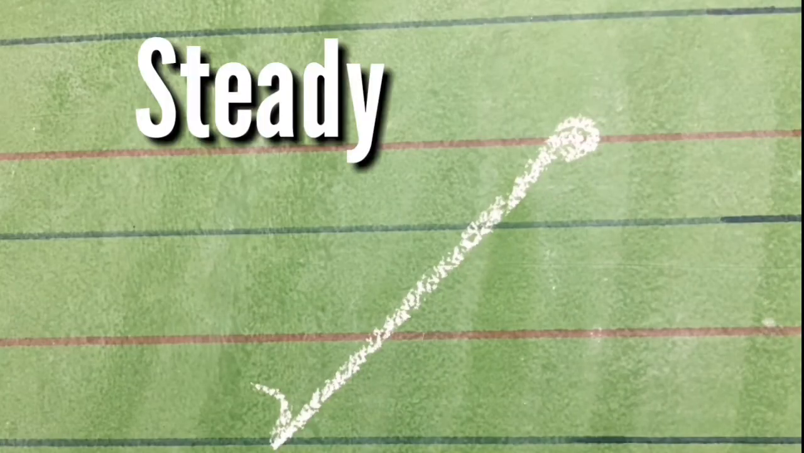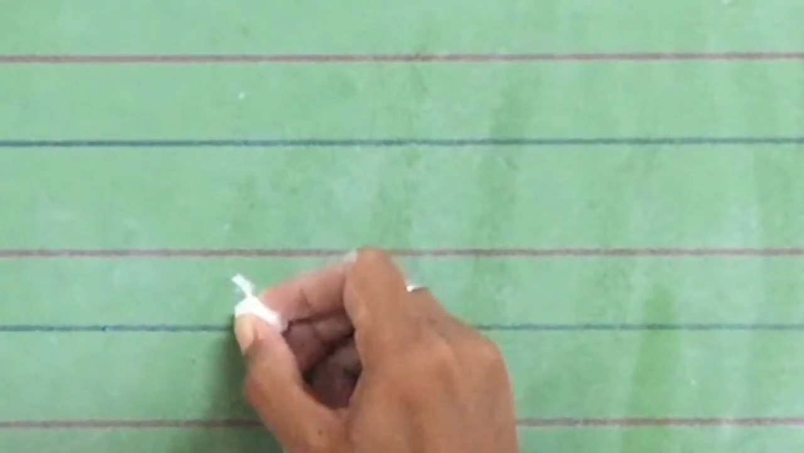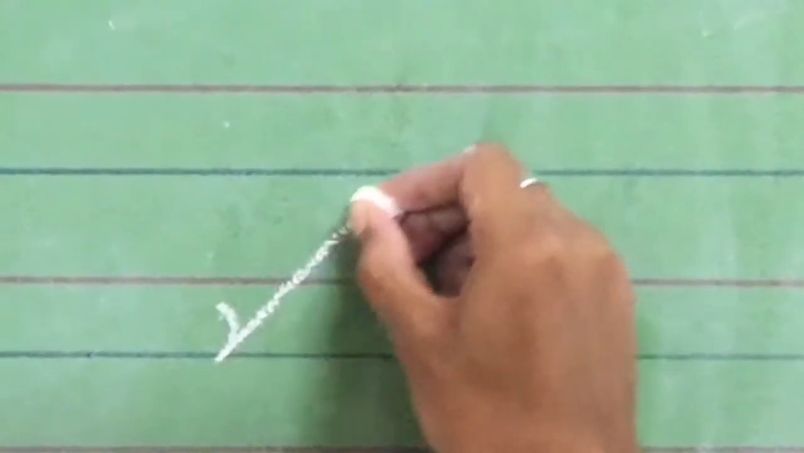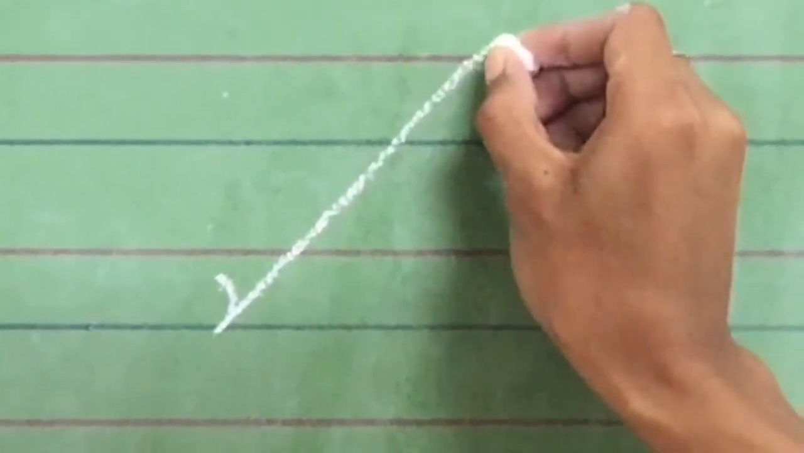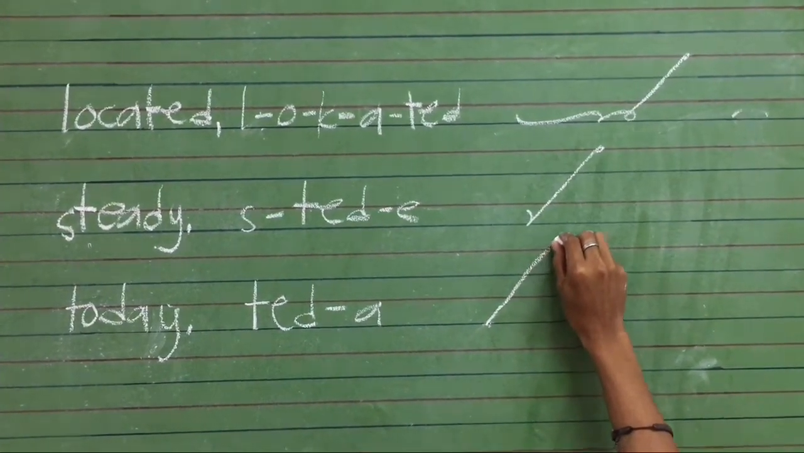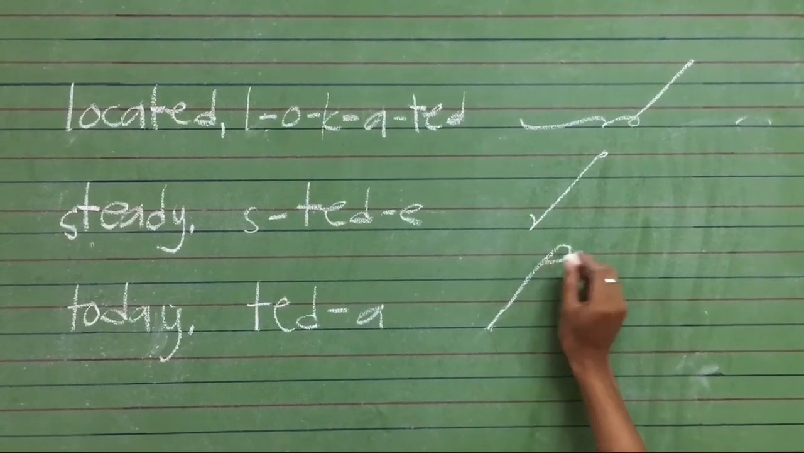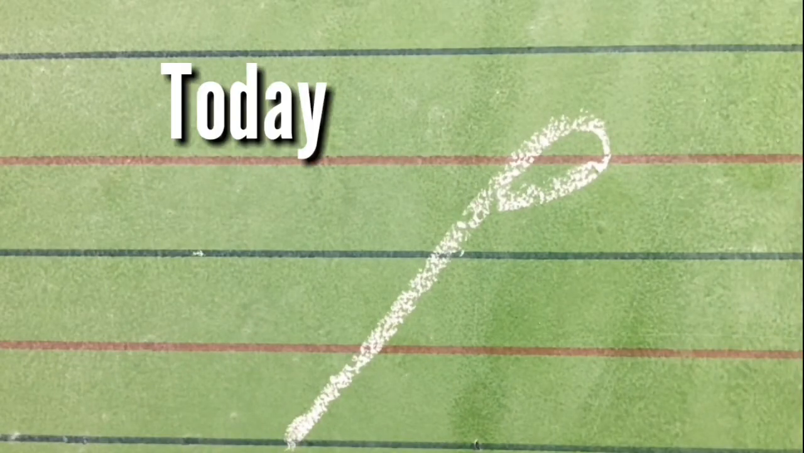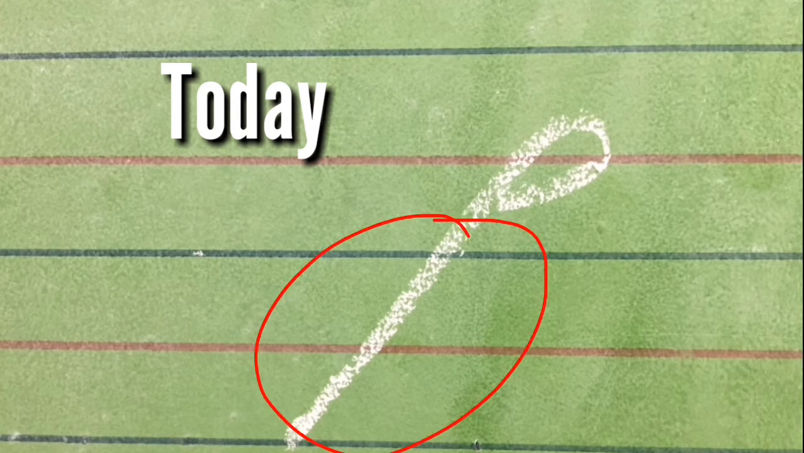The next word is steady. Steady is represented by comma S, combination of T and D, and E. The last word is today. Today is represented by combination of T and D and A.